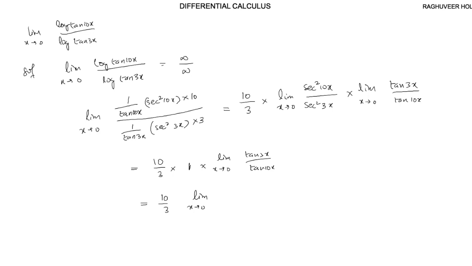Again differentiating with respect to x, we get limit x tends to 0, secant square 3x by secant square 10x, this is 3 by 10, right? So when you cancel out, we get 1.